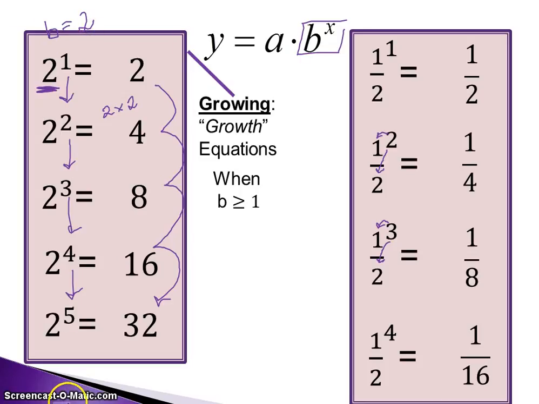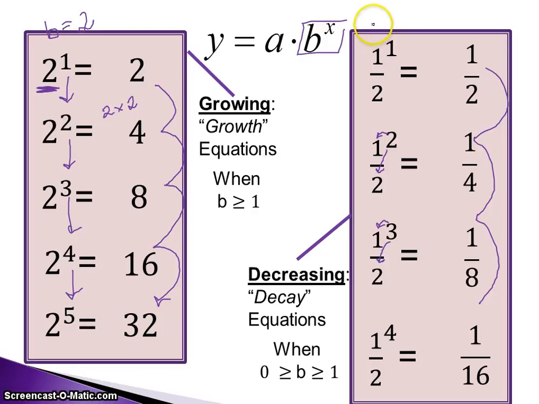When we look at the opposite side and we look at our 1/2, the same thing is happening with our powers. We have 1, 2, 3, 4. But this time our answers are not increasing. This time our answers are decreasing. Those fractions are getting smaller and smaller and smaller. So in this case, when our b was 1/2, we were actually decreasing or decaying. And decreasing or decaying functions are going to be when b is between 0 and 1.